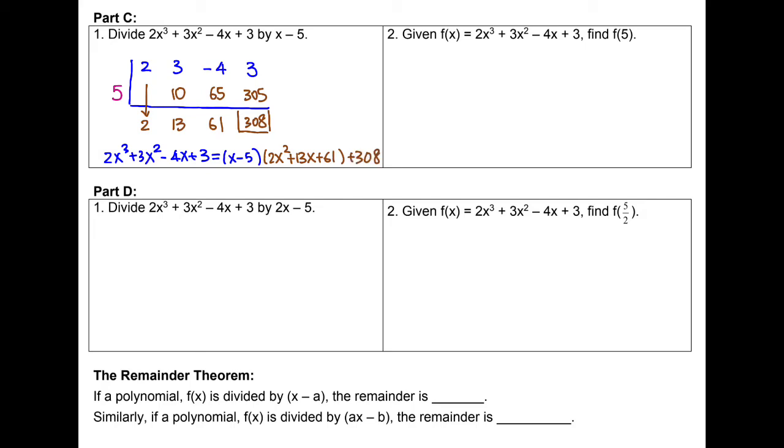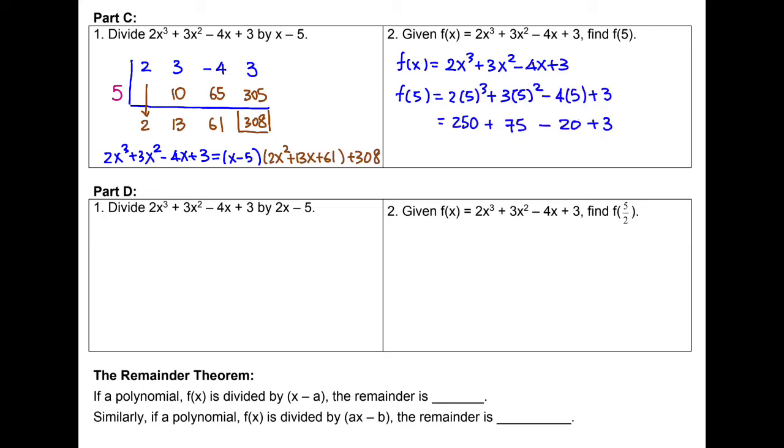Now, let's take a look on the right. Given the f(x), now we have to find f at 5. That means all the x has been replaced with a 5. Then we're going to get 308 again. So once again, 308 is actually the remainder from the synthetic division.